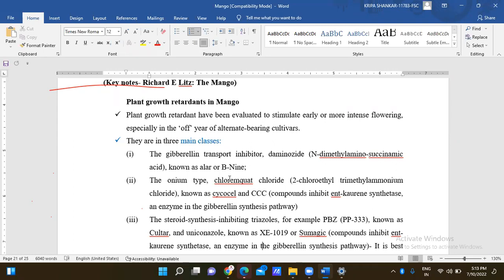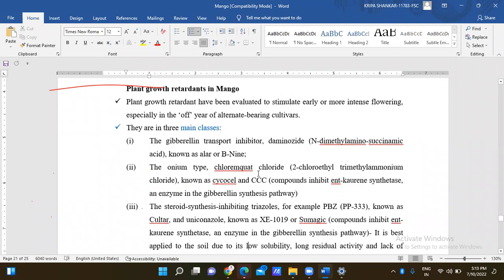Suppose there is a particular cultivar in which flowering and fruiting is not there. What are the different chemicals we can use to induce flowering? And what are the pathways? In your case, mostly you can remember the pathways, and how that chemical performs is very important.